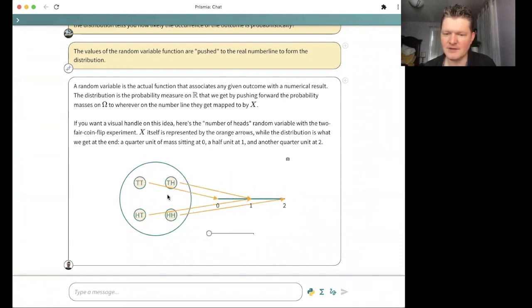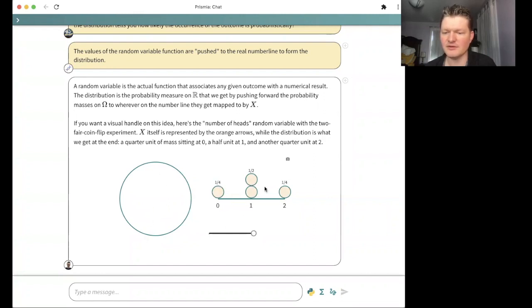So the idea is we have a random variable, in this case, the total number of heads in 2 coin flips. And it associates, for example, TT, there's no heads there, so that goes to 0. And so the random variable is this set of orange arrows, if you will. It's telling us for every one of these outcomes what the numerical result associated with that outcome is. And once we decide what our random variable is, we get its distribution as a result. Because what we can do is push every probability mass forward from this side.